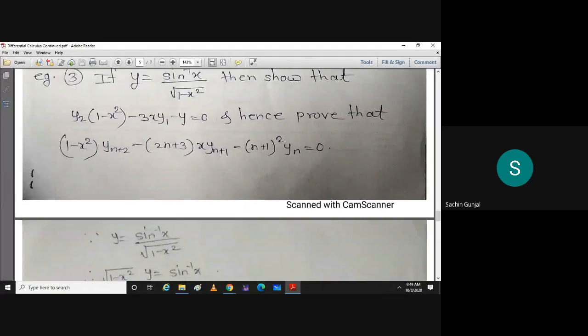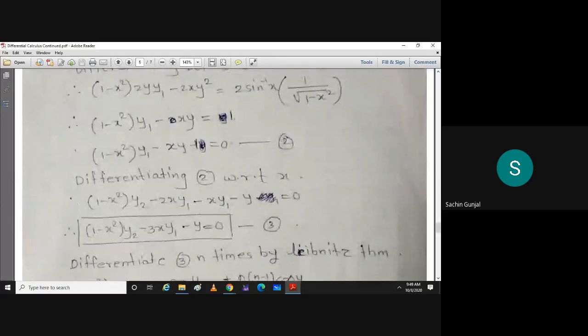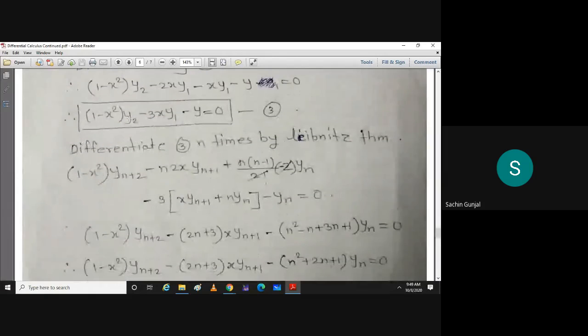Okay, so let us go to the final part. We have 1 minus x square into y2 minus 3x y1 minus y equal to 0. So differentiate this third equation n times using Leibniz theorem. Now you concentrate on the first part, 1 minus x square into y2. Tell me u and v. So v is 1 minus x square and u is y2. All right?